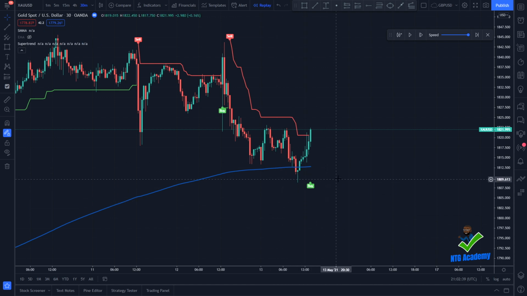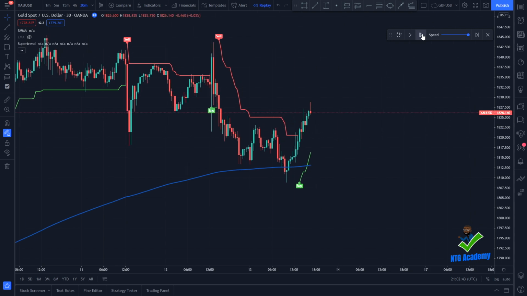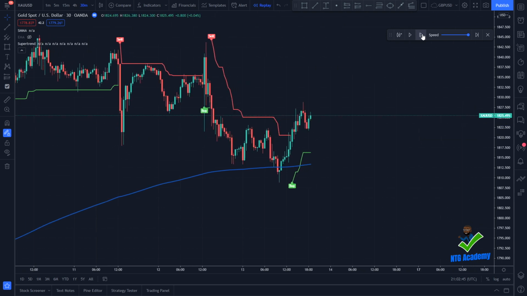Once we have the signal to buy, now we just have to be patient and wait for the market to go back into our zone, right? So you guys see how the super trend is starting to just go straight. Once the super trend does this, this is going to create our zone. Okay, this is going to create our zone.